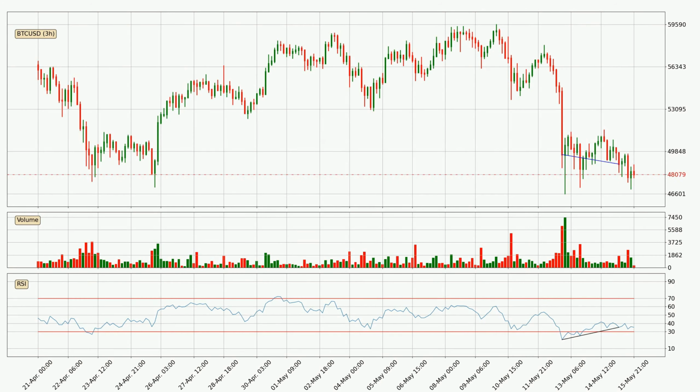Searching for divergence in the 3-hourly time frame, there is a bullish divergence, which means the price could go up from now or at least consolidate for some time.